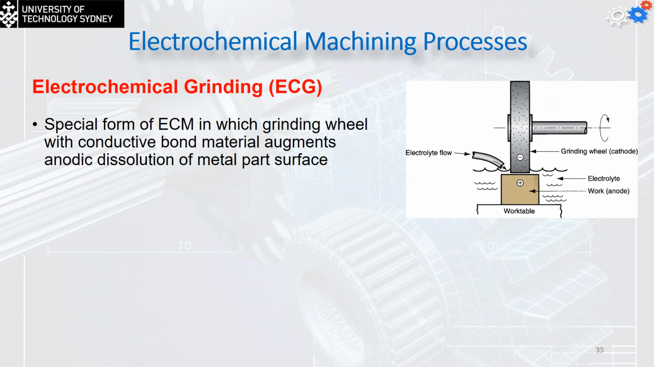Another electrochemical machining process is the electrochemical grinding process, or we know it as the ECG. Now it's similar to the grinding process. The difference is that the grinding wheel is not going to be in direct contact with the work part. Once again, we're taking the anodic dissolution from the positive part, which is the work part, to the negative part, which is the grinding wheel. And it is once again going to be pushed away due to the electrolyte flow of the solution. So it is a special form of the ECM, in which a grinding wheel with a conductive bond material augments the anodic dissolution of the metal part surface.